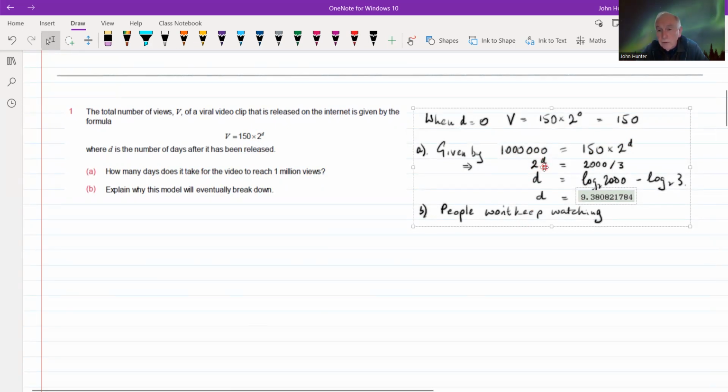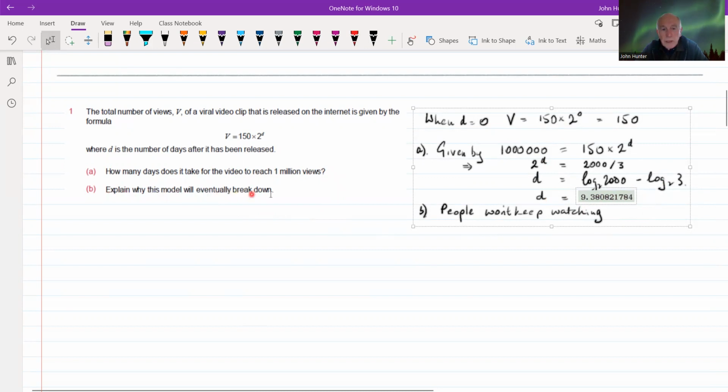Okay, so just dividing through by 150, we get 2 to the power of D equals this. And then in order to get this D from the argument into the subject of this equation, now we need to take the log of both sides. We take log base 2. Then we've got D equals log base 2 of 2000 minus log base 2 of 3. It's just applying your log rules, and that gives us D equals 9.38, etc. So that's how many days it takes for the video to reach 1 million views. Okay.